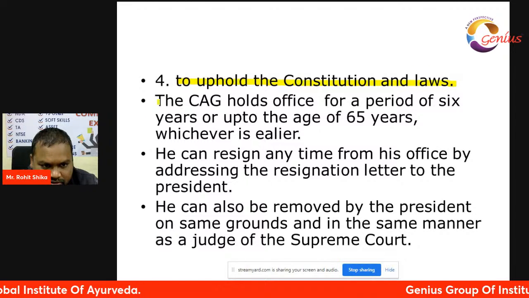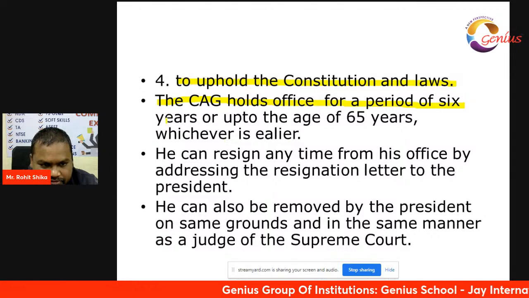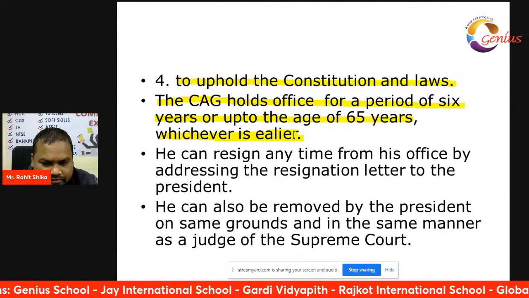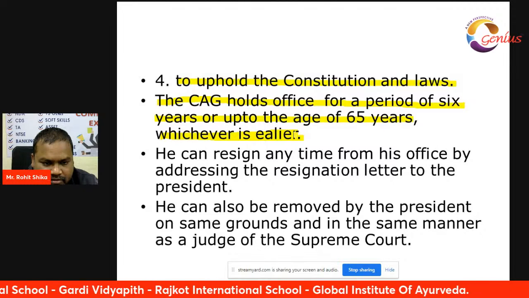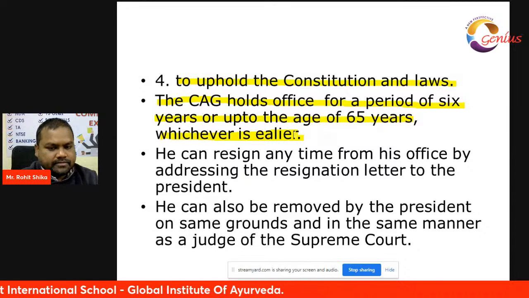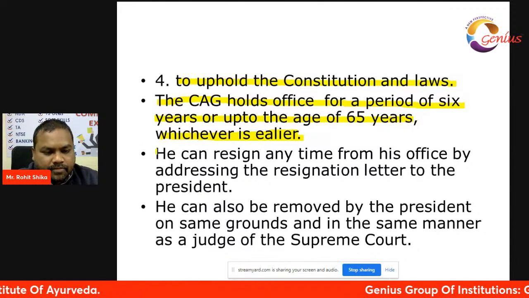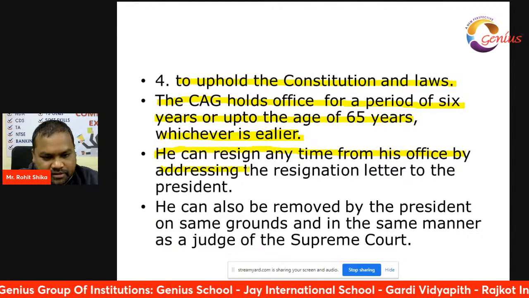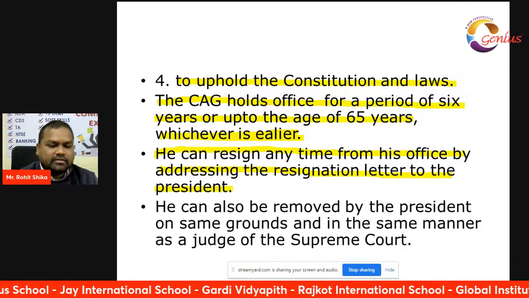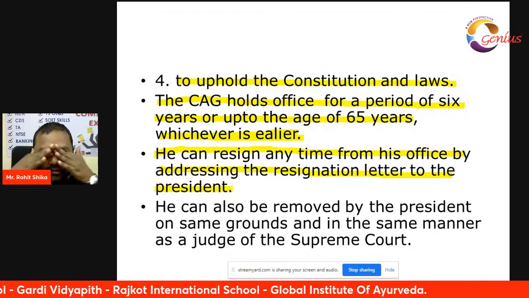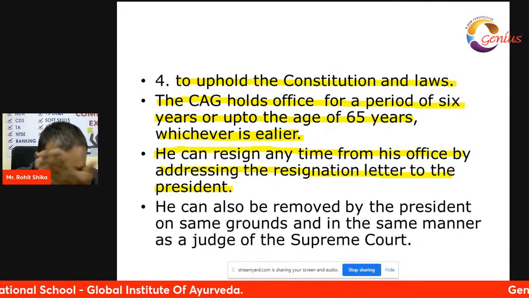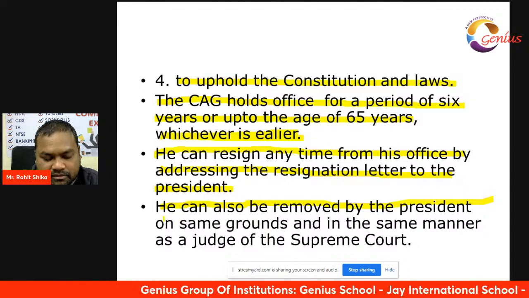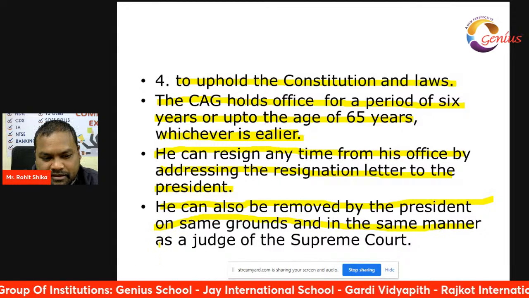The Comptroller and Auditor General holds office for a period of 6 years or up to the age of 65 years, whichever is earlier. He can resign any time from his office by addressing the resignation letter to the President. He can also be removed by the President on the same grounds and in the same manner as a judge of the Supreme Court.